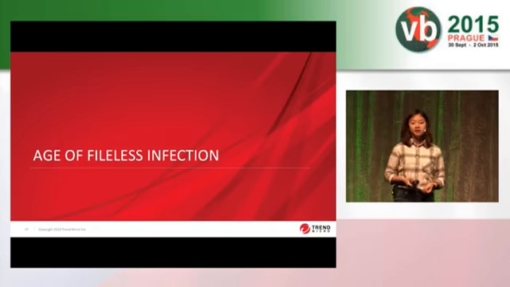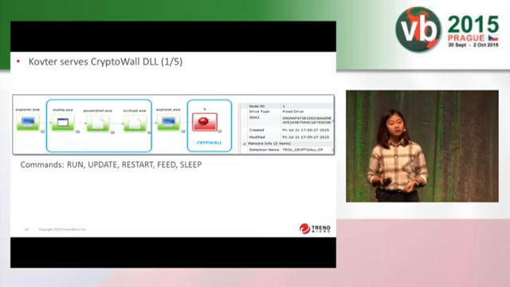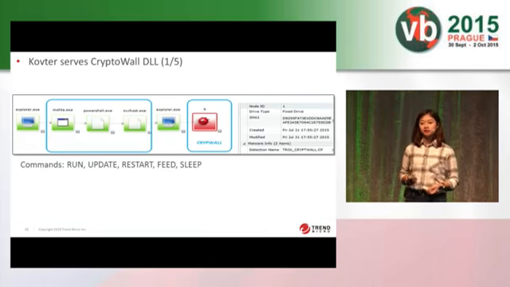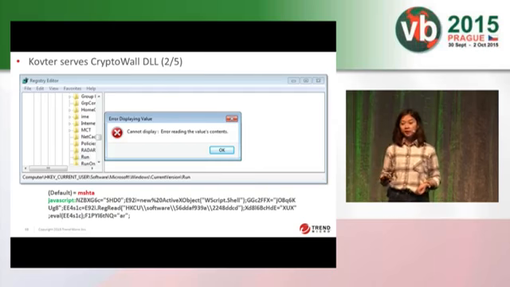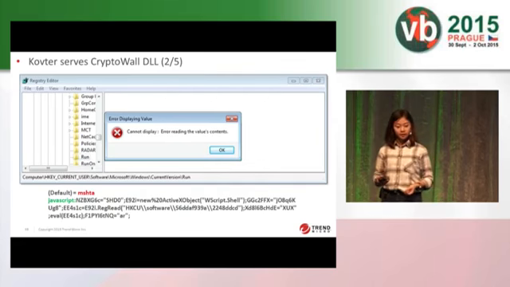So are we really in the age of fileless infection? Recently, we've seen another fileless malware known as Kovter that delivers a script with a DLL. Before, Kovter was seen as an exe only, and now we're seeing it as a DLL. Similar to the rootkit, it uses MSHTA to execute the script.